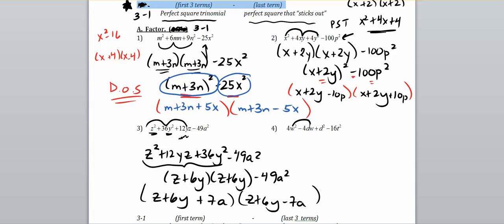Okay, so number 4, if I group the first 3 together, I'm looking for what would make this into a perfect square trinomial, or is this a perfect square trinomial? Well, to get 4w squared, I want to try 2w and 2w. And again, I don't want to try 4 and 1 because that's not going to make the same binomial squared. I'm looking for a number times itself to give me whatever term I have.